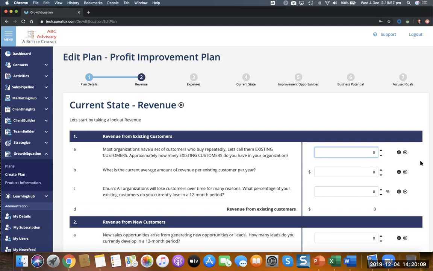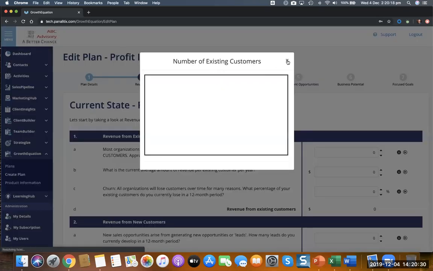So starting with revenue from existing customers, the first question then is, how many existing customers do you have? And you'll see all through the application that there are little i marks for information that will give you more of an idea as to what's required in that box. There are also little videos that you'll find which you can open and pop up.